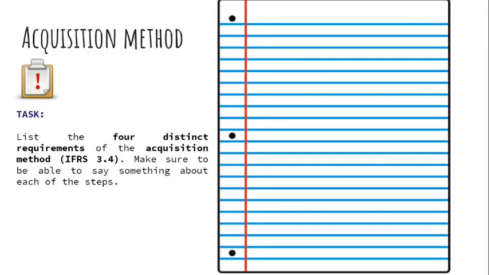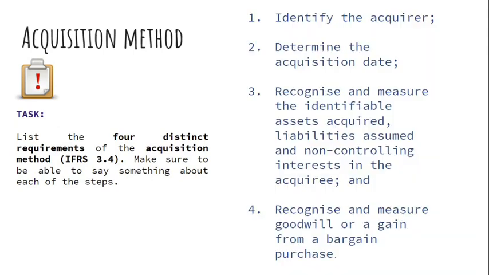Once it has been determined that a business combination has taken place, IFRS 3 requires entities to account for that business combination by applying the acquisition method. This method has 4 distinct requirements, and it's important to remember that these 4 steps all focus on what happens at acquisition date. As revision of first year work, let's quickly run through these 4 steps.